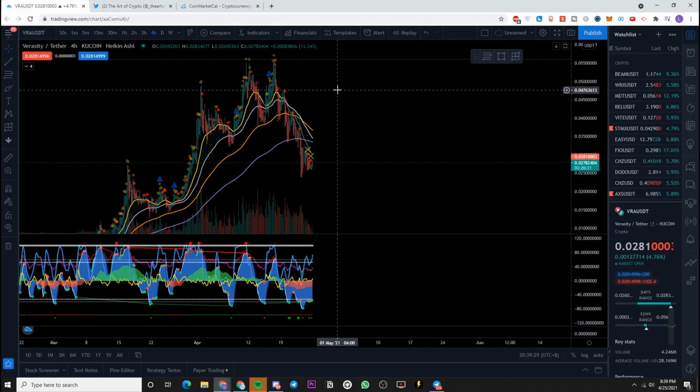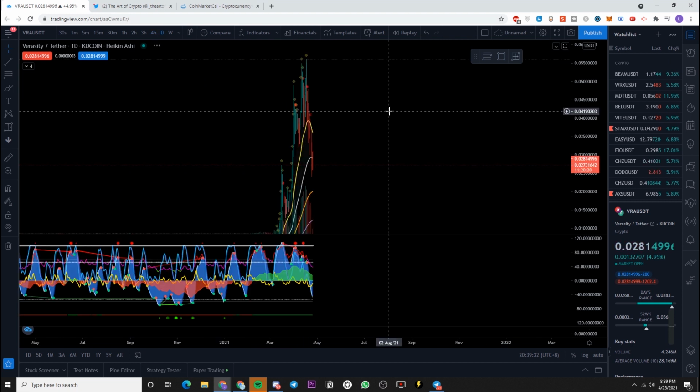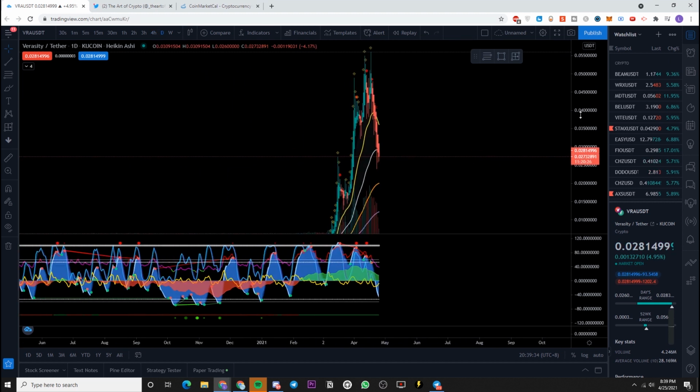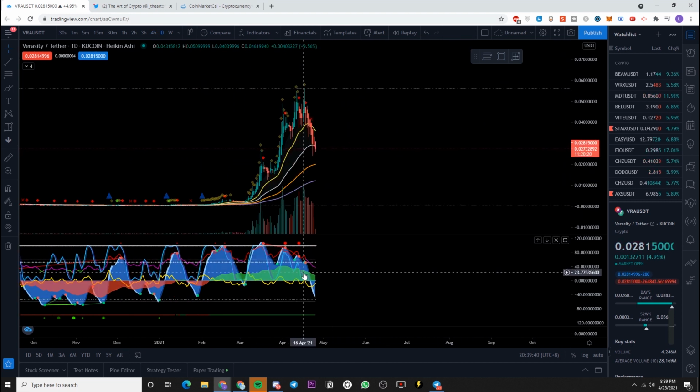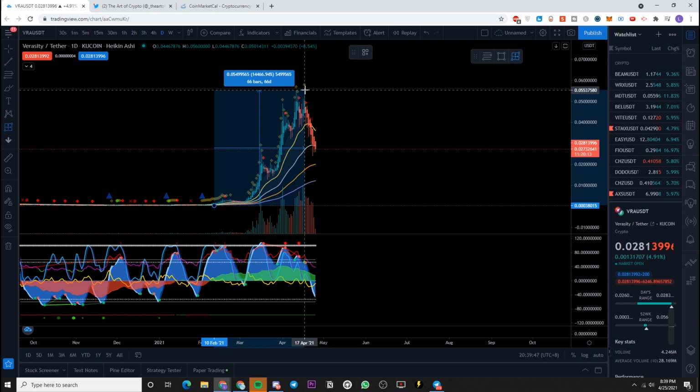But anyways, let's get right into VRA USDT. Right off the bat, on the daily chart, it definitely does not look the prettiest because it has been in an extended period of green money flow. In fact, if I'm not seeing wrong, this thing went up by 140x in the last 66 days, which is absolutely crazy. Wow, okay, this is actually my first time looking at this chart and I'm honestly surprised.